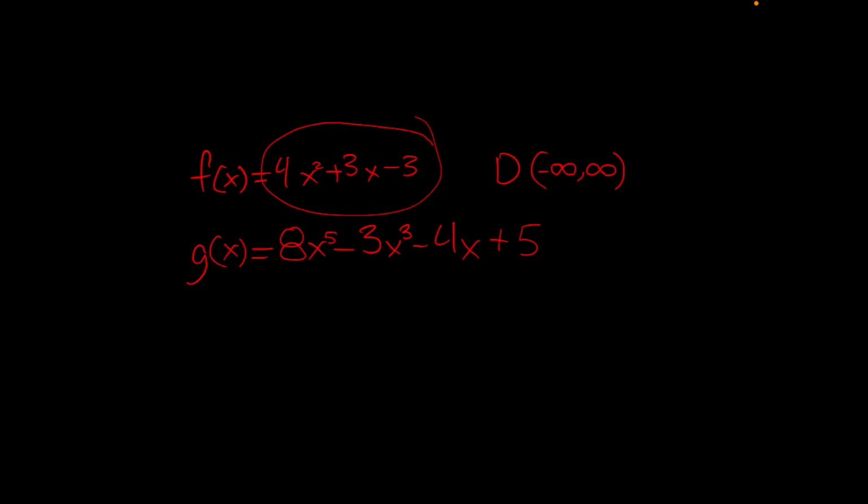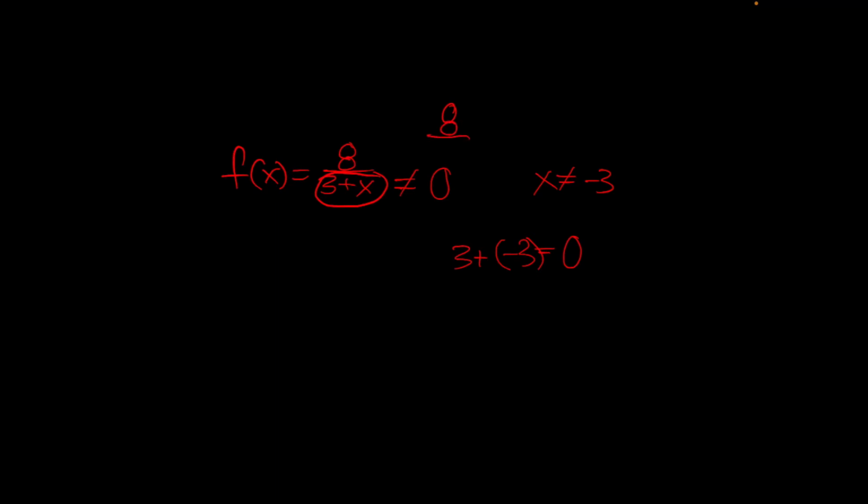Let's say g of x equals 8x raised to the 5th power minus 3x cubed minus 4x plus 5. And let's say we're trying to find the domain. Well, it's still negative infinity to positive infinity. Because any simple polynomial like this, its domain is always any number between negative infinity and positive infinity.